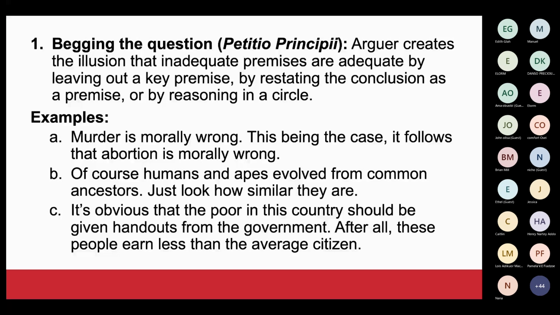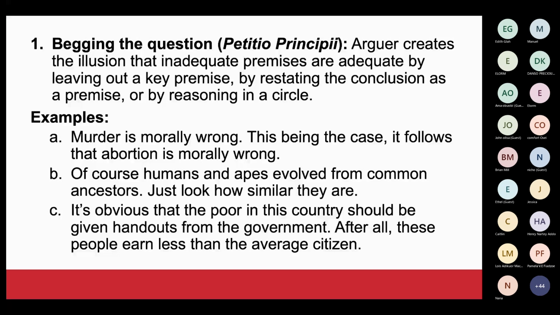So let's look at this. Murder is morally wrong. This being the case, it follows that abortion is morally wrong. You see what is happening here? There should be another premise provided for us to even move on to the conclusion. But that did not happen. So something is missing. There is a missing premise. So if you say that, what is missing here? We have to find out. Since there's something missing and you are restating a conclusion as part of the premise, we are going to have a problem.